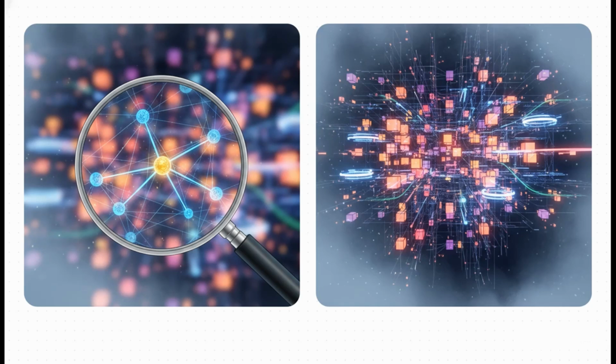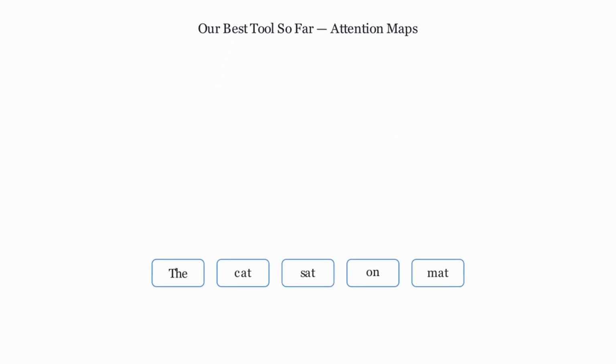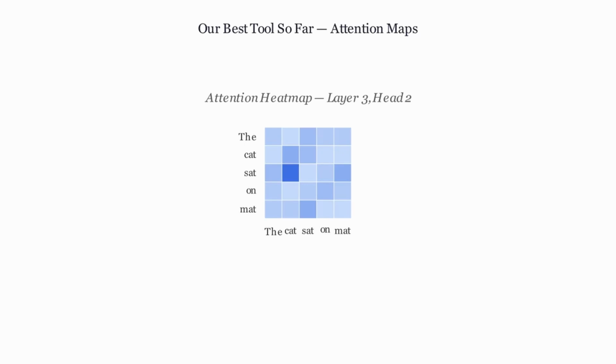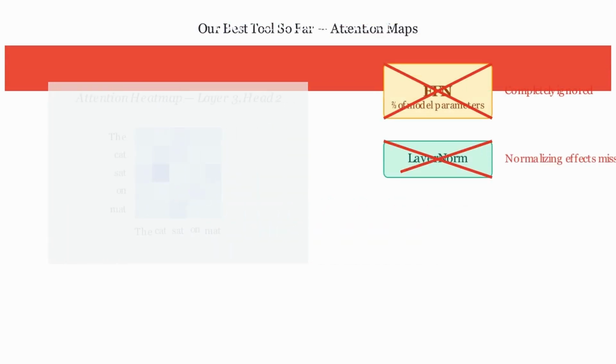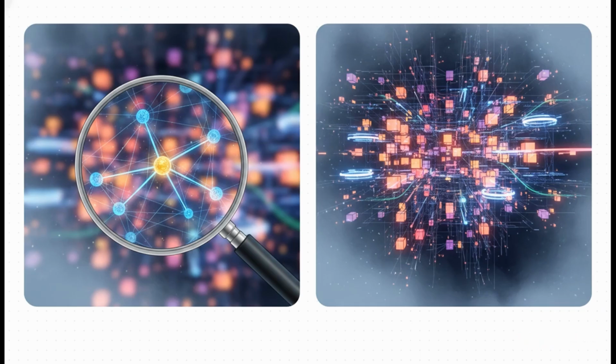Right, so think about it like this. Attention maps, on one hand, are kind of useful. They show us how one word is paying attention to other words, but only within a single little component, one attention head in one layer. But just look at everything they miss. The huge computations in the feed-forward networks, the normalizing effects of layer norm, the residual connections that carry information forward, and most importantly, how all of that snowballs across the entire model.